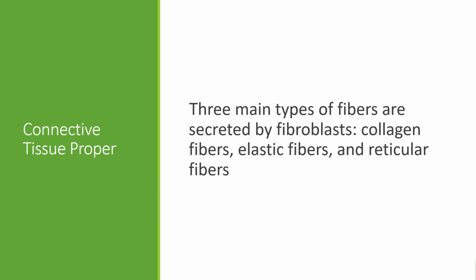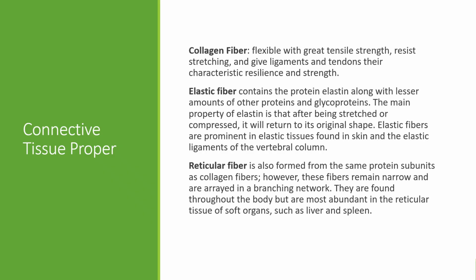There's three main types of fibers that we find in our connective tissue proper. They're all secreted by fibroblasts. Anytime you see the word blast at the end of a word, it means the immature version. So fibroblasts are the immature version that make these different kinds of fibers, including collagen, elastic, and reticular fibers. So some details about that.